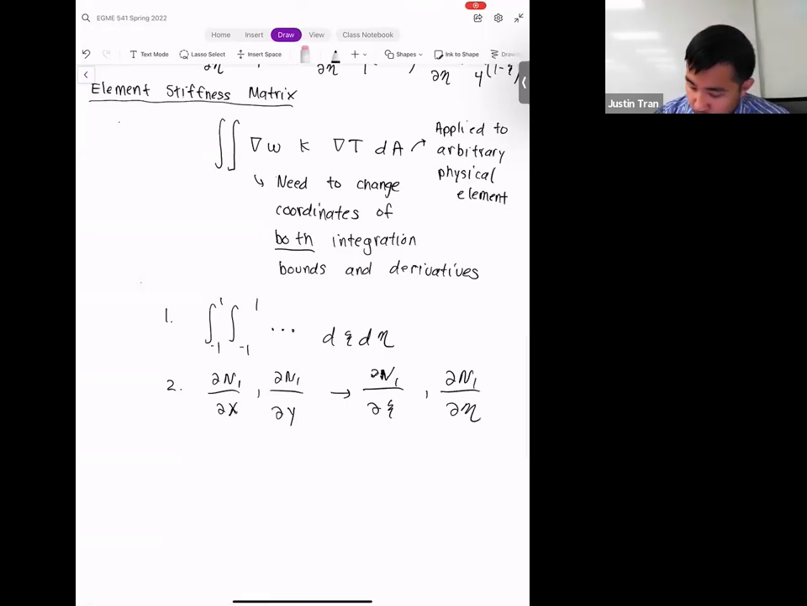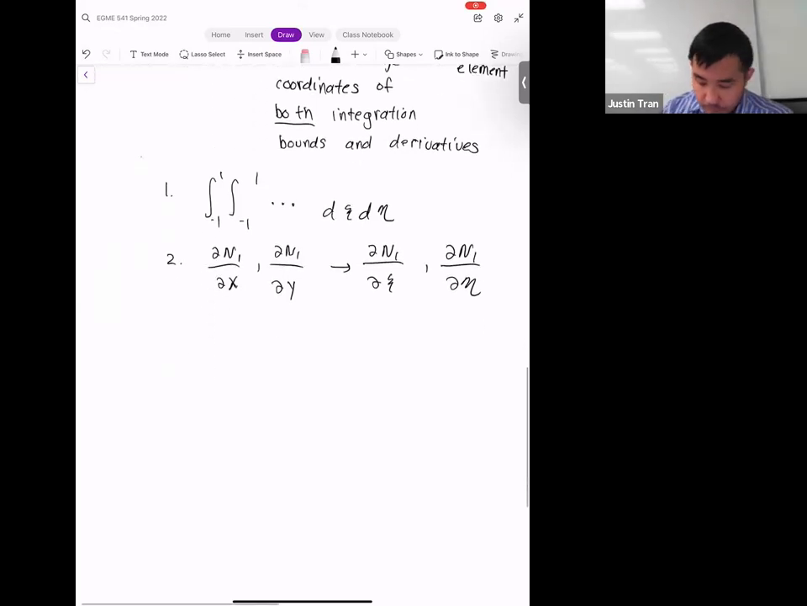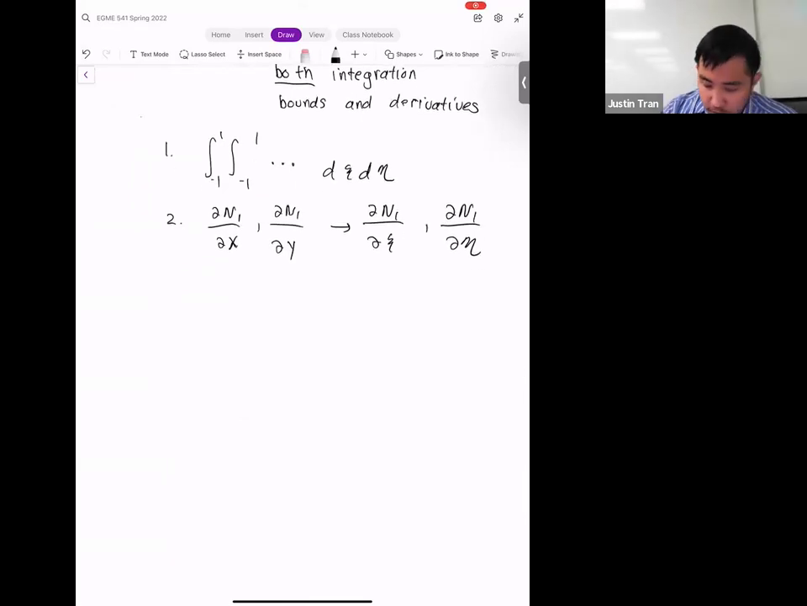And so we also have to transform this into the parent coordinates. Right? And so not only do our integration bounds have to change, but the variables that we take the derivatives of also have to perform that same change of coordinates. Okay. And so there's kind of two levels here. Okay. And so let's start with the first one. Because the first one we've kind of done this already. It's just we haven't really fully done it in 2D.